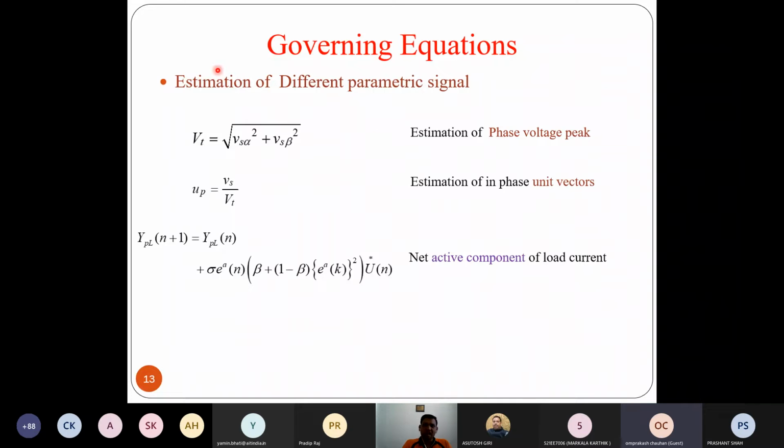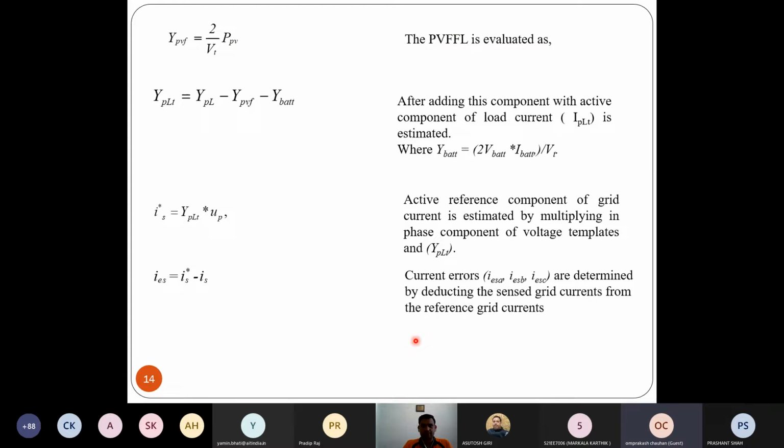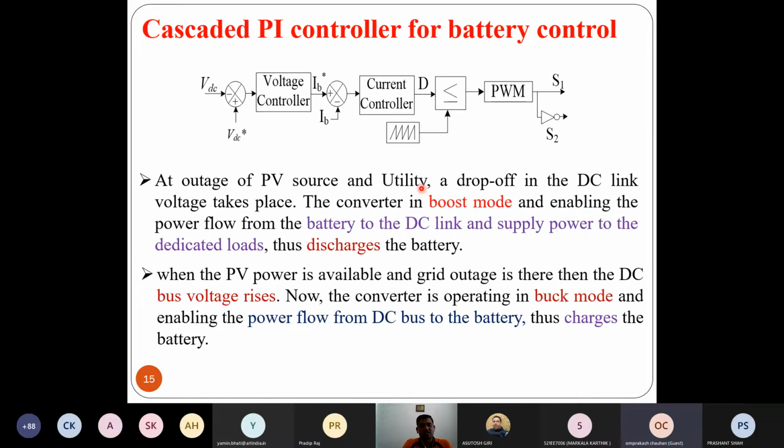Okay. How will we estimate the different parameters? So VT we have estimated, like we have converted into alpha beta actual signal, and we will estimate the phase peak voltage. And then the unit template has been estimated. RMS means the sensed voltage divided by VT. This phase peak voltage will give the unit template, and this is the active component. This is the equation which has been modeled in MATLAB. And then we are having this PV feed forward, then net active component, reference current generation, then the error which has been supplied to the hysteresis controller.